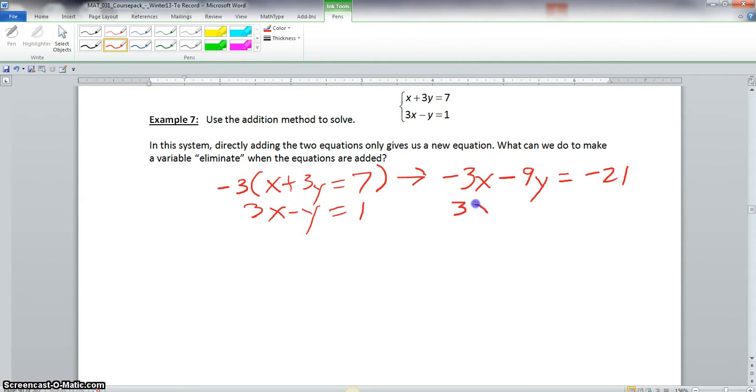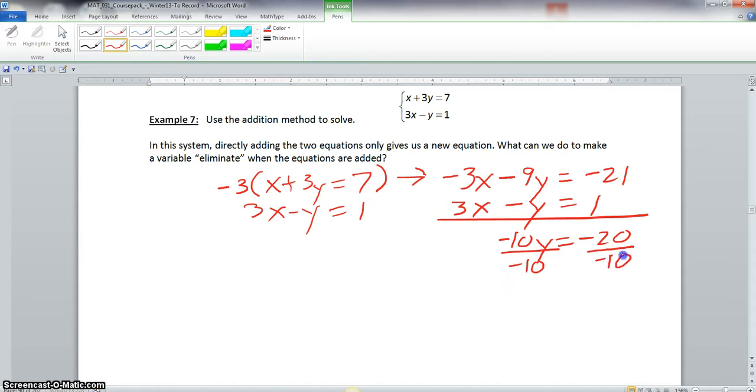And we will bring this over here, 3x minus y equals 1. Now, like in the previous example, we will add these two equations together. Negative 3x plus 3x is 0. Negative 9y minus y is a negative 10y. And negative 21 plus 1 is a negative 20. We will divide each side by negative 10. And y is equal to 2.